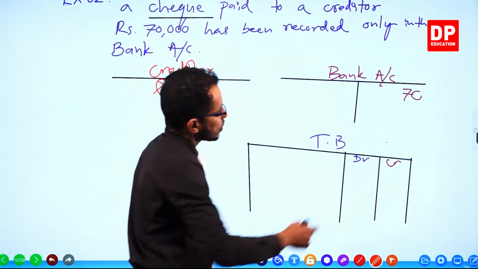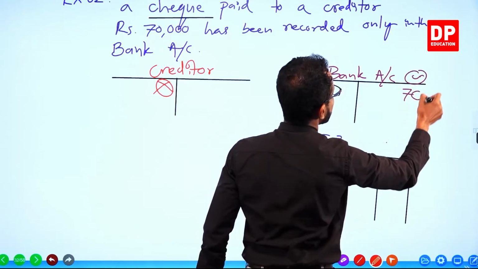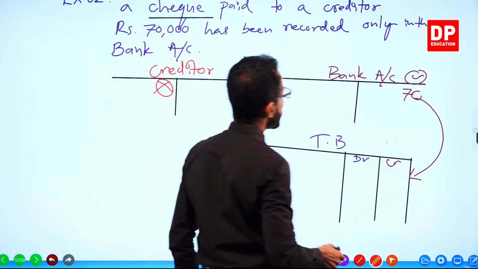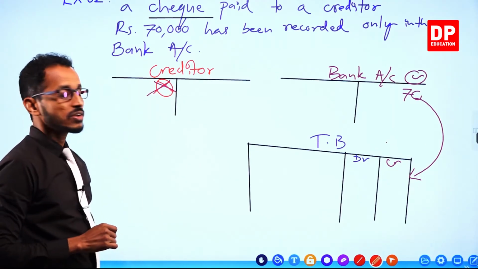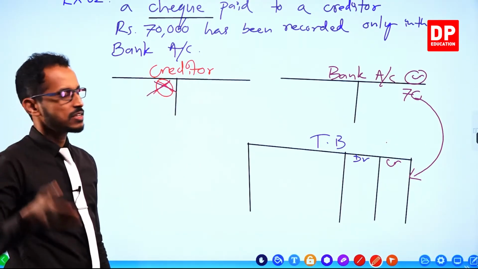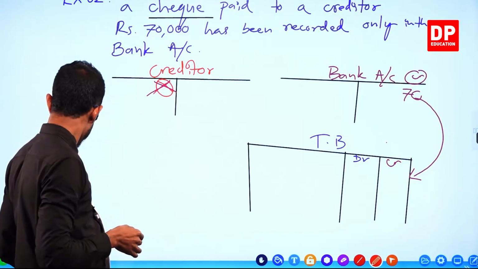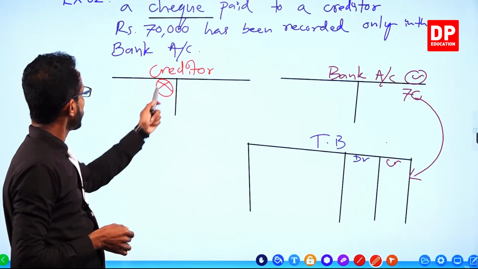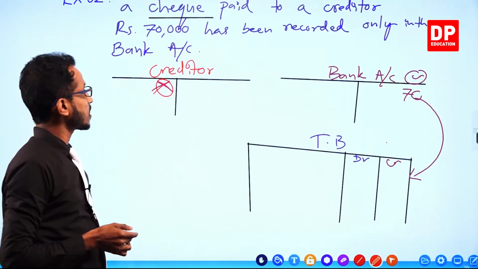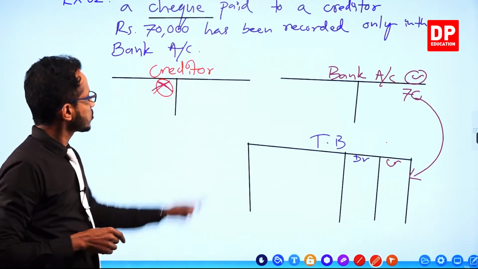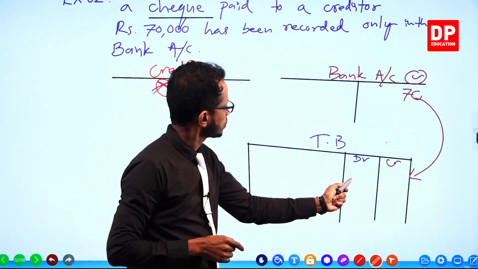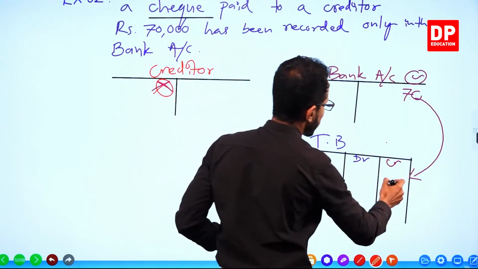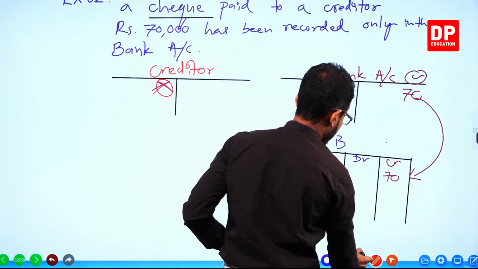Why? On the credit side we have entered 70, but on the debit side we haven't entered the relevant account. We have missed, we have omitted. That is an omission of one entry. So the debit side 70,000 is not entered, right? But the credit side it is entered.